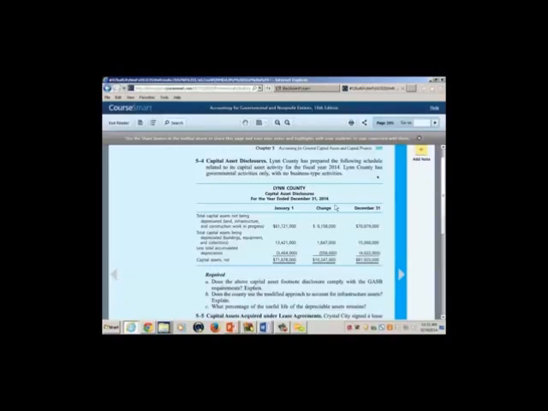By the way, the last question, which we won't get into, is what percentage of the useful life of the depreciable assets remains? This is just a matter of calculating this number. It's 15 million on the right. Depreciable assets are 15,068,000. And total depreciation is 4,002,000. So whatever is left, 10 million, divided by 15 is 70 some odd percent. That's how you do that.